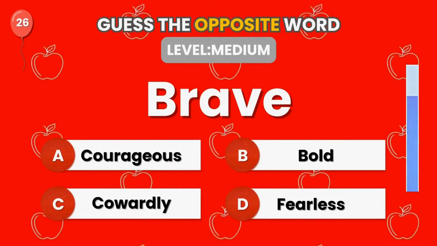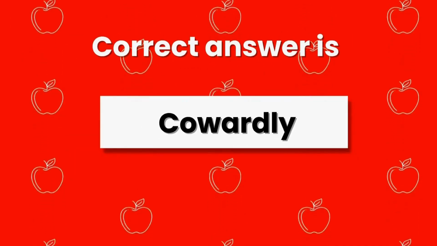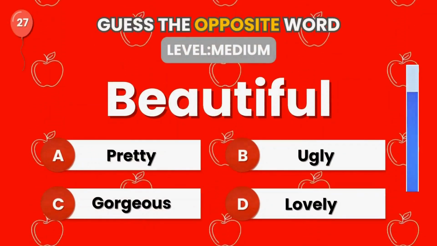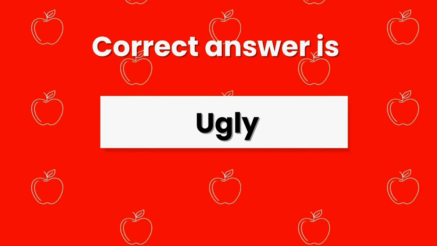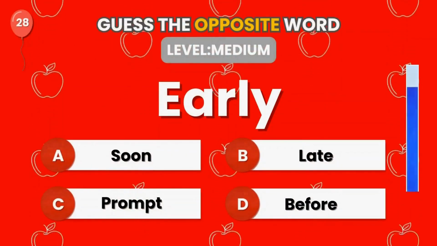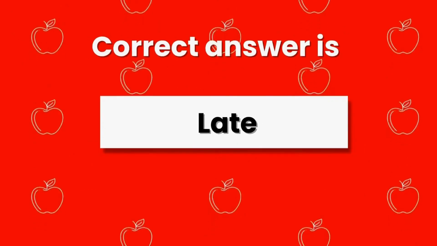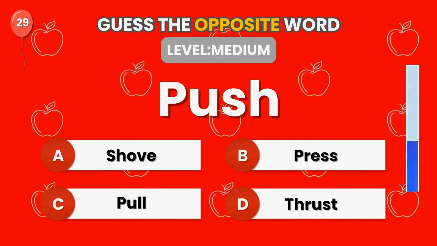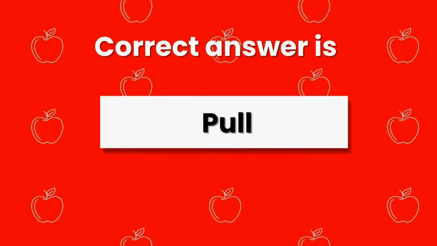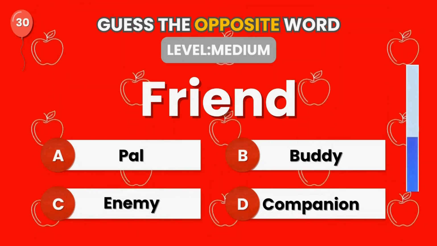What's the opposite of brave? Cowardly. Opposite word for beautiful? Ugly. Tell me, opposite of early? Late. The opposite of push? Pull. Opposite word of friend. Enemy.